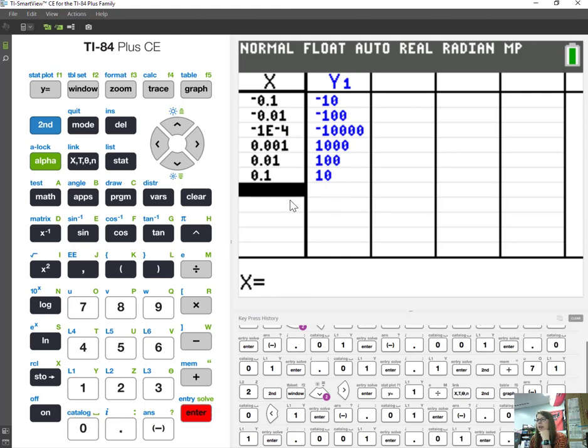And so what's happening here is as we approach from the right, these numbers are getting bigger and bigger and bigger in the positive direction. But as we approach from the left side, these numbers are getting negative 10, negative 100, which is even less, and then negative 1,000, and negative 10,000.